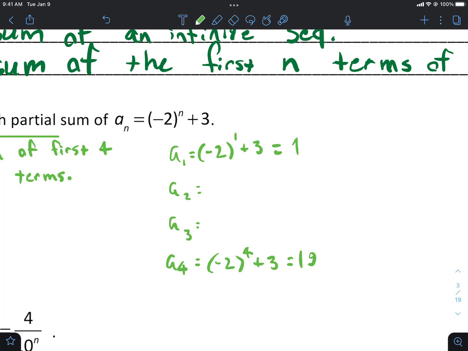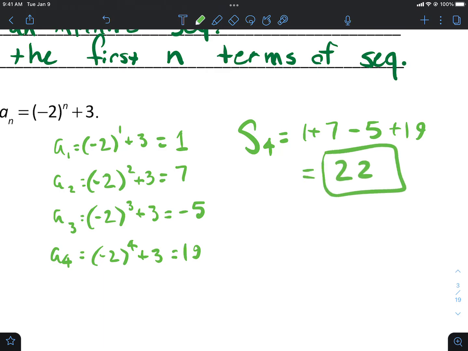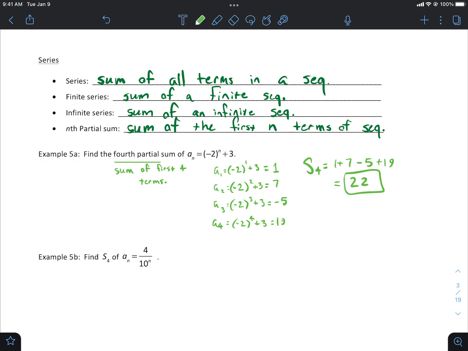I think A1 would come out to 1. A sub 2: negative 2 squared and then plus 3. I think that comes out to 7. A sub 3: negative 2 to the 3rd power, that'd be negative 8. Negative 8 plus 3 would be negative 5. So how do you find the sum? Here's the notation for it. You put S and then 4, the partial sum of the first 4 terms. And then it's just going to be 1 plus 7 plus negative 5 plus 19. That happens to come out to 22. That'll be it.